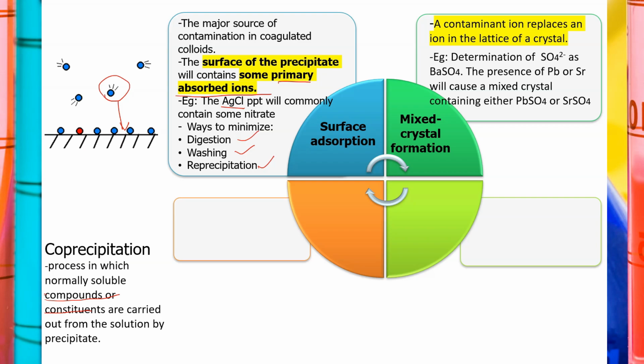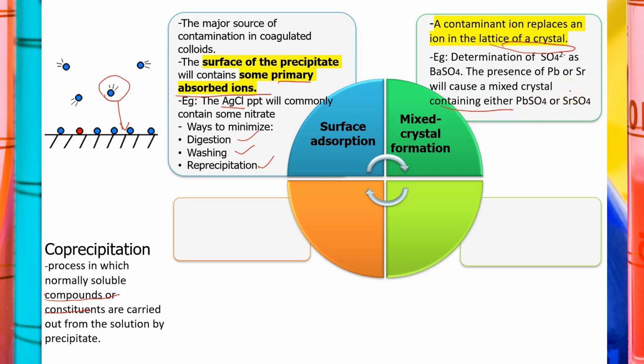This process occurs when a contaminant ion replaces an ion in the lattice of a crystal. For example, in the determination of sulfate ion as barium sulfate, the presence of plumbum ion and strontium ion will cause mixed crystals containing either plumbum sulfate or strontium sulfate.